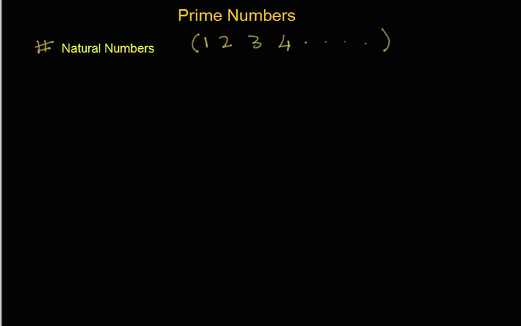Rule number 2, a prime number is exactly divisible by only two factors. That is, there are only two numbers which can divide the prime number completely, and one of the numbers is 1, the other number is the number itself. These are the two rules which a prime number should satisfy. Now let's take a look at the examples.